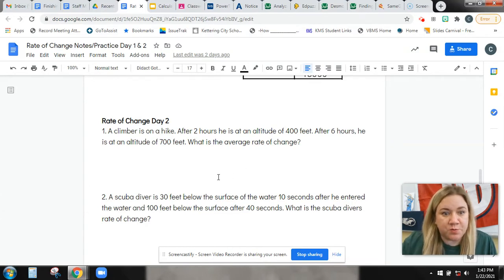Today we're going to look at word problems. We're just going to read the word problem, annotate the word problem, and also find the rate of change. So let's do number one together.